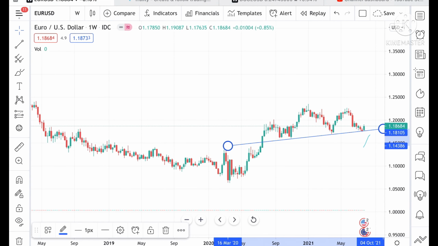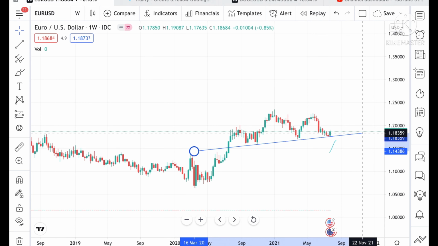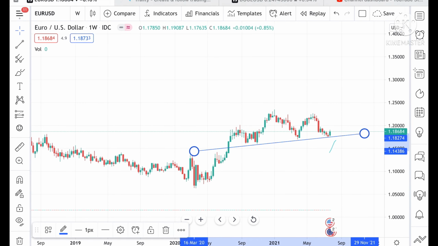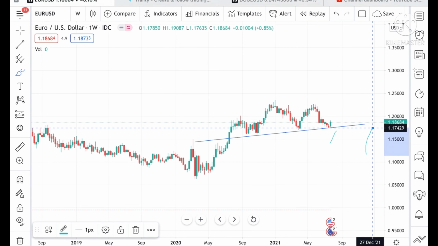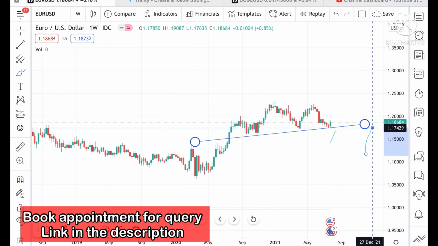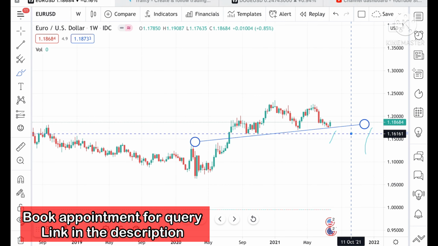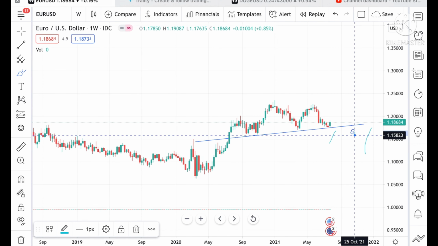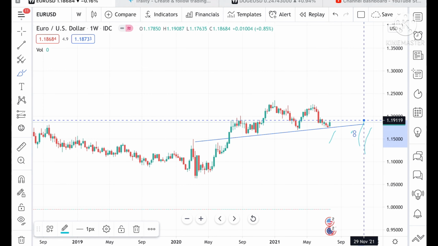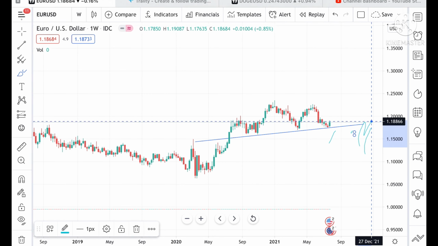if the Euro USD goes below a level of 1.1749, keep this in mind, 1.1749, if it goes below this level, then we can see a level of 1.1683, and if it goes more below this level, then we can see a level of 1.1583. Suppose this is the downside I have told you. Suppose if it goes above a level of 1.18, so this is the range I have told you. So keep this in mind.